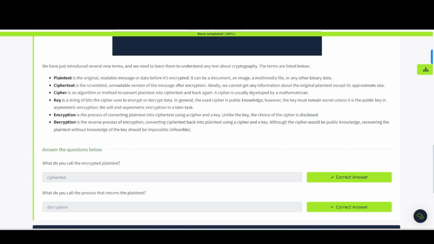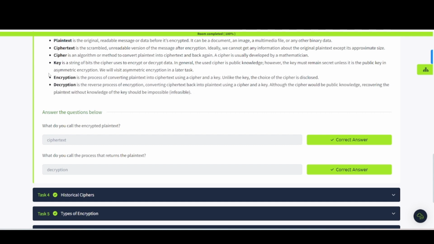A cipher is usually developed by a mathematician. A key is a string of bits the cipher uses to encrypt or decrypt data. In general, the used cipher is public knowledge. However, the key must remain secret unless it is the public key in asymmetric encryption. We will visit asymmetric encryption in a later task. That's right. Asymmetric encryption uses a public and a private key, whereas symmetric encryption uses the same key. All right, so remember that.